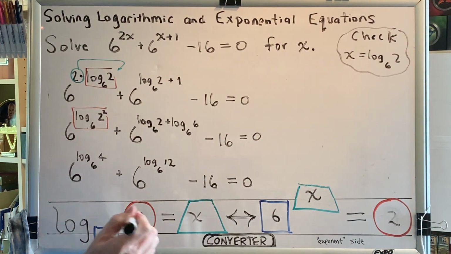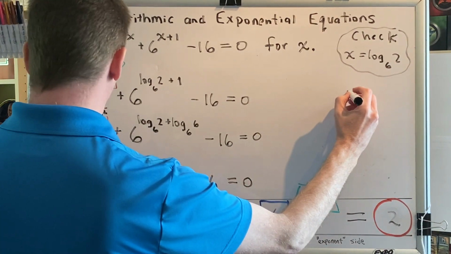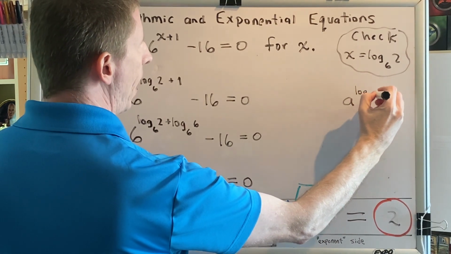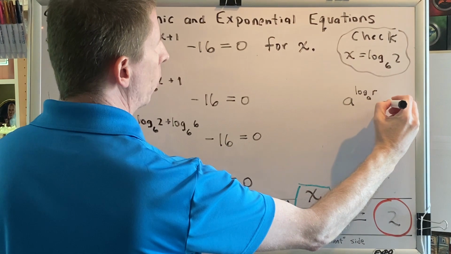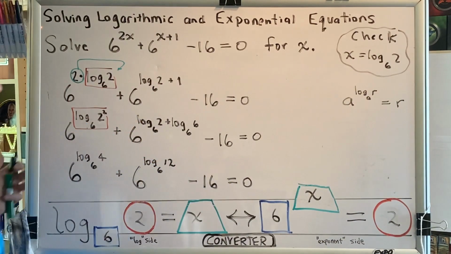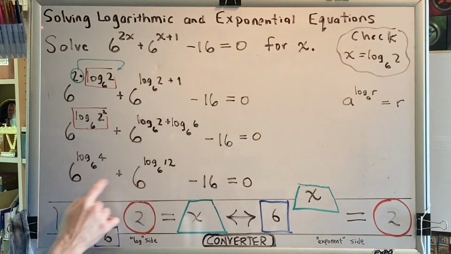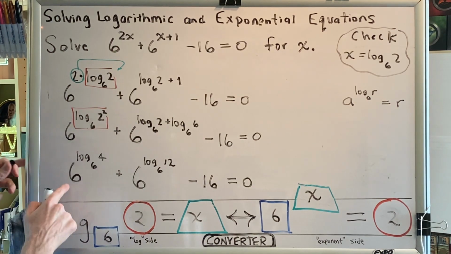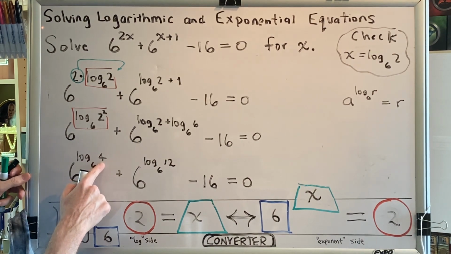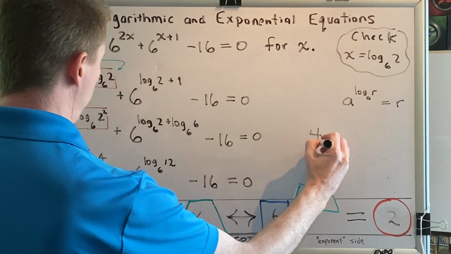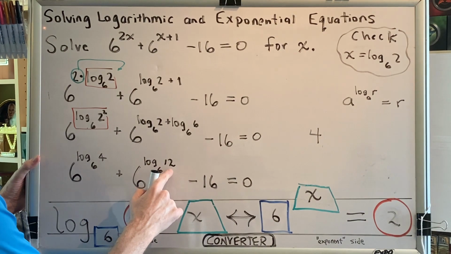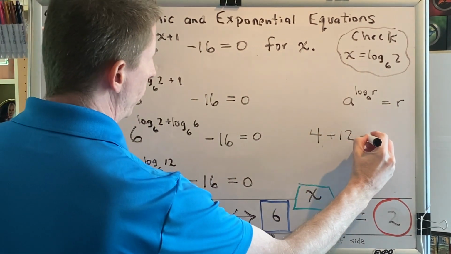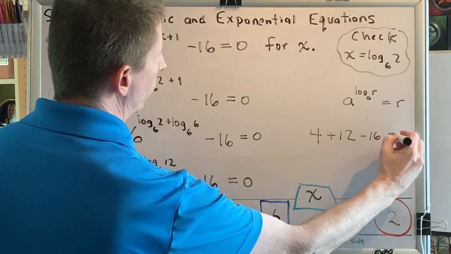Okay, now I'm going to use this log property: A raised to the log base A of r equals r. You'll notice that's exactly what we have in both of these instances, where a is 6 and r is 4. So 6 raised to the log base 6 of 4 is simply the number 4. And 6 raised to the log base 6 of 12 is simply the number 12. I still have the rest of my problem, minus 16 equals 0.